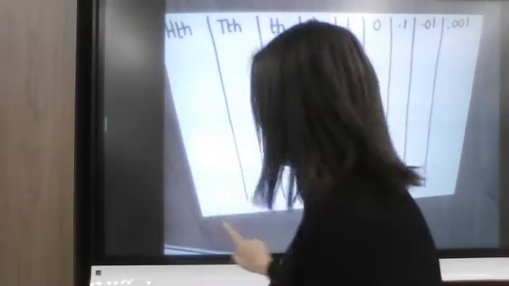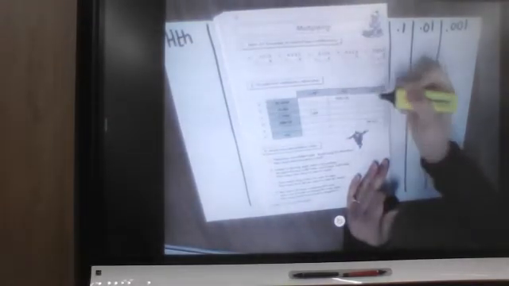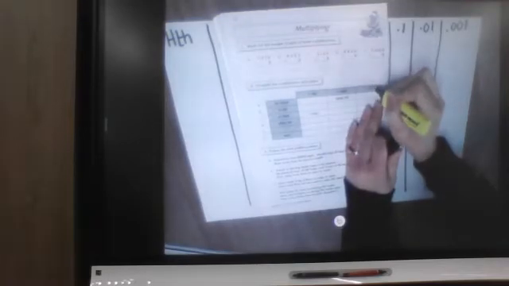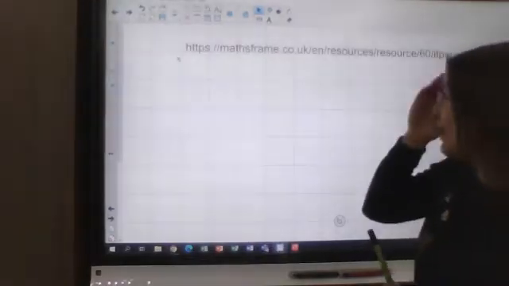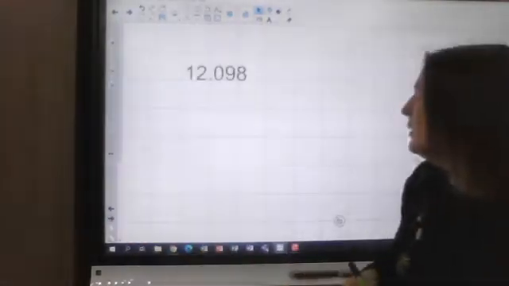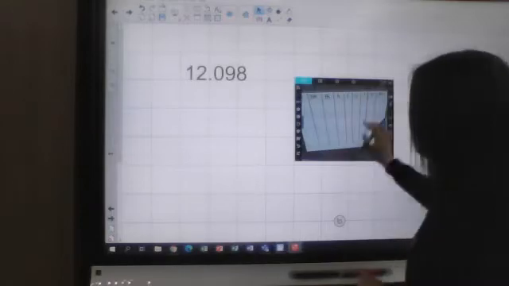Now, this is a tip: when I'm multiplying by 10, my numbers move one place. When I'm multiplying by 100, they move 2 places. When I'm multiplying by 1,000, they move 3 places. Okay, so that is a top tip. So I've got a couple of numbers that I'm going to do with you. So my first number, which I'm going to multiply by 10, 100 and 1,000, is 12.098.